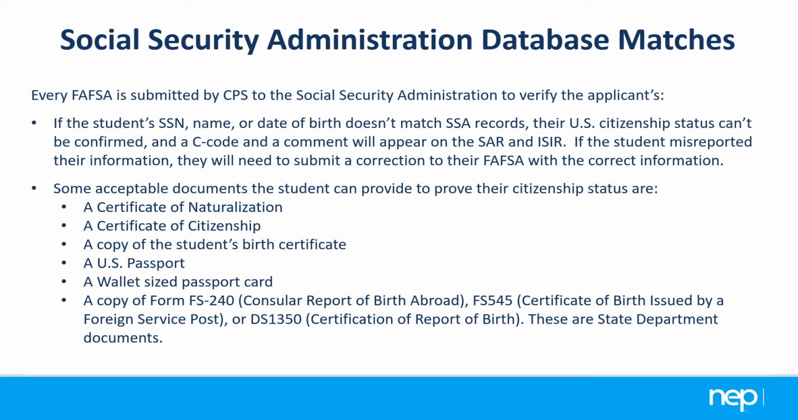Every FAFSA is submitted by CPS to the Social Security Administration to verify the applicant's information. If the student's Social Security number, name, or date of birth doesn't match SSA records, the U.S. citizenship status can't be confirmed, and a C code and comment will appear on the ISIR. If the student misreported their information, they will need to submit a correction to their FAFSA with the correct information.